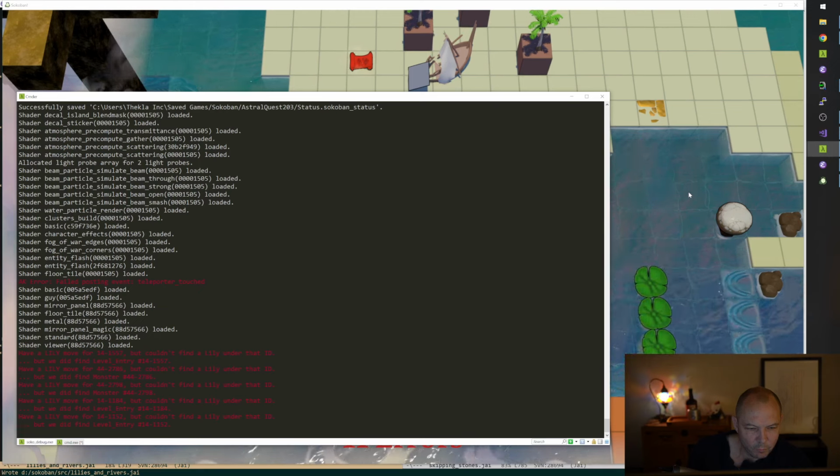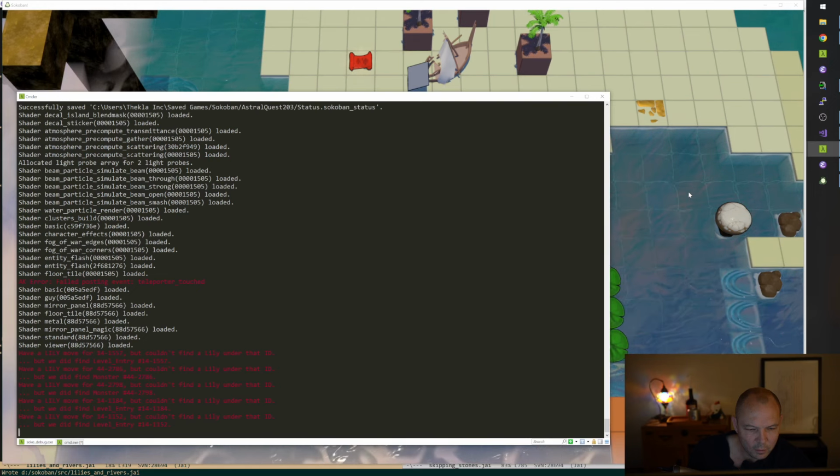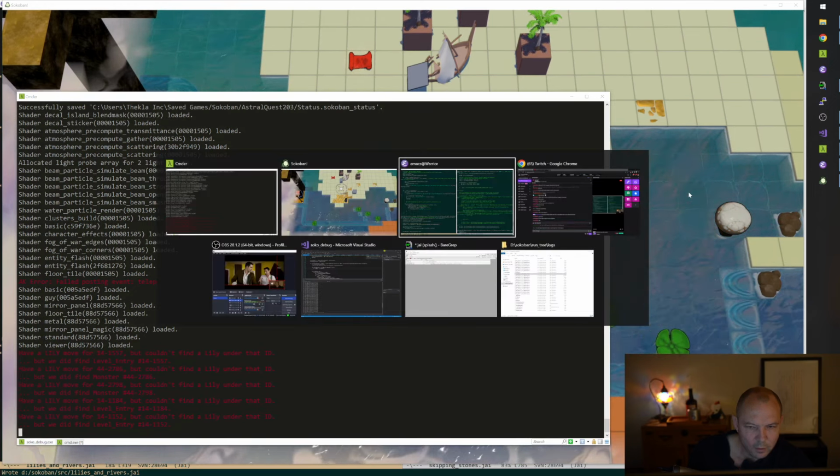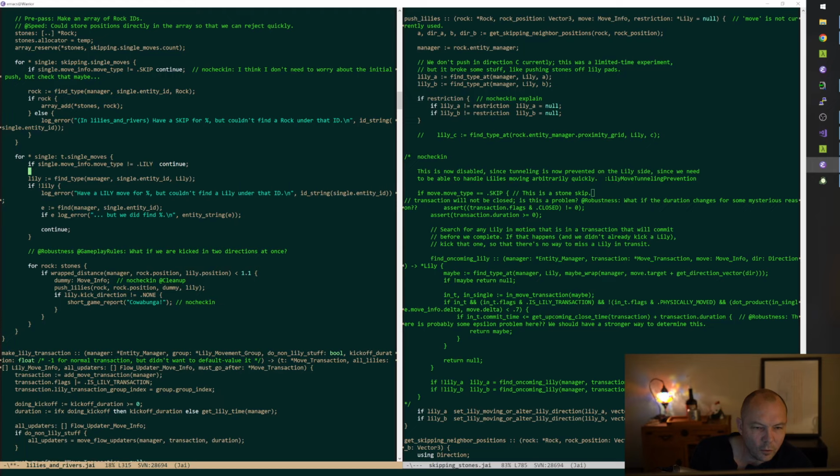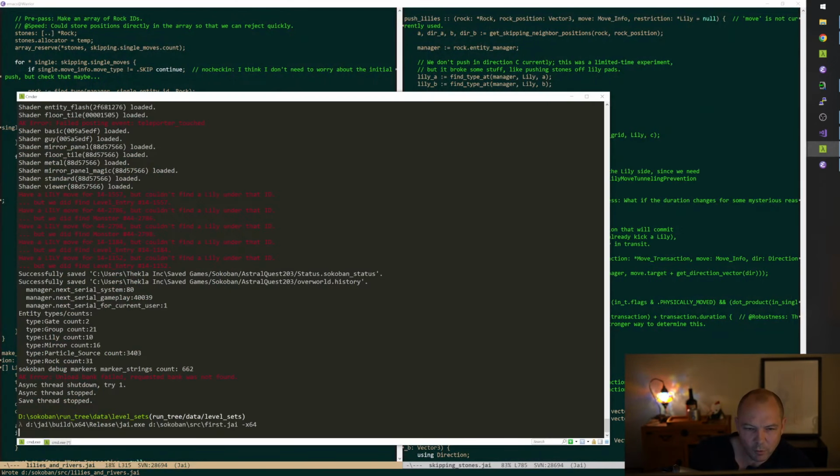We did find level entry, monster level entry. Okay, those were things that are riding on lilies. Do they literally? No, because we're not. See, this is what I'm talking about. This is where I make a mistake. What is going on with my computer right now?